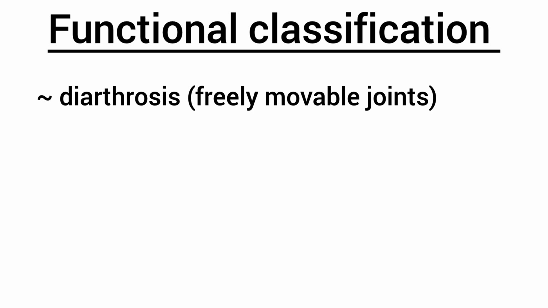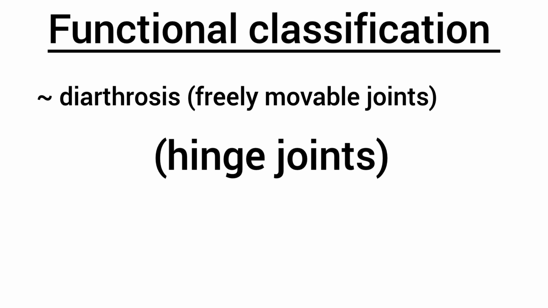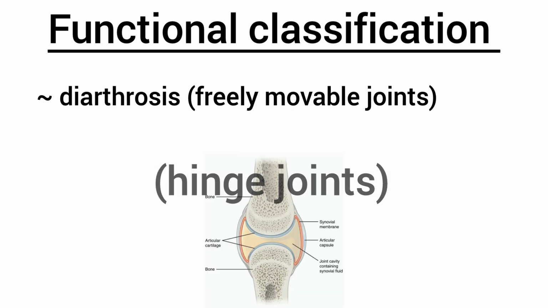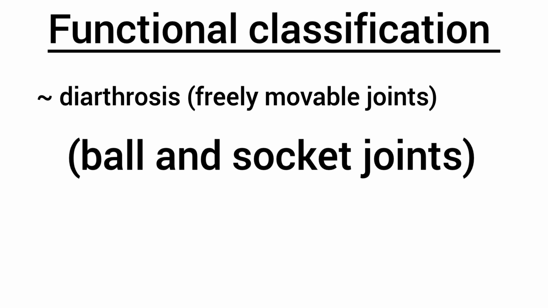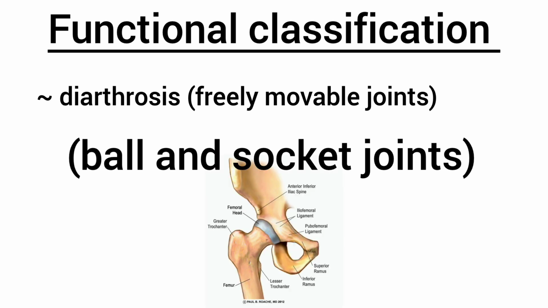They include various types based on their movement pattern. The first one is the hinge joint. They allow flexion and extension, and they are found in the elbow and the knee. Then the ball and socket joints. The ball and socket joints permit rotation and movement in all directions, such as the hip and the shoulder joints.